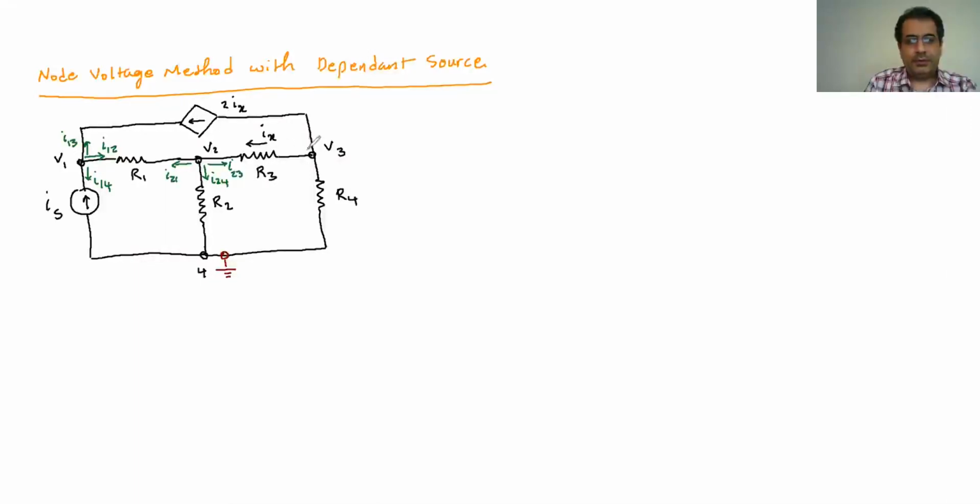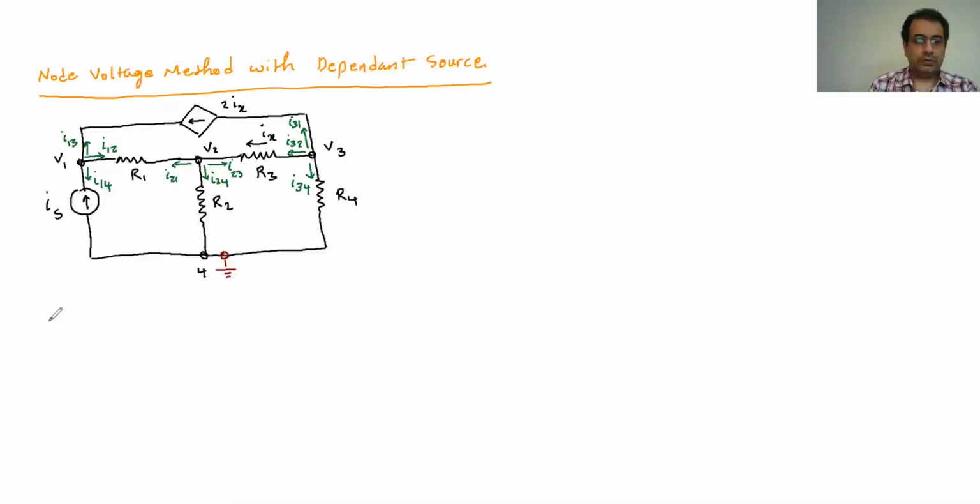And the same here. Then I have an I goes from 3 toward 2. I have an I goes up from 3 toward 1, and I goes from 3 toward 4. So these are the currents I have. And then I start to write the KCL at each node.